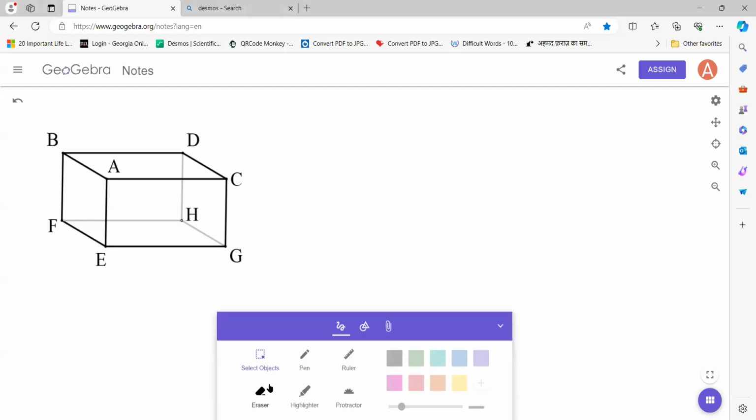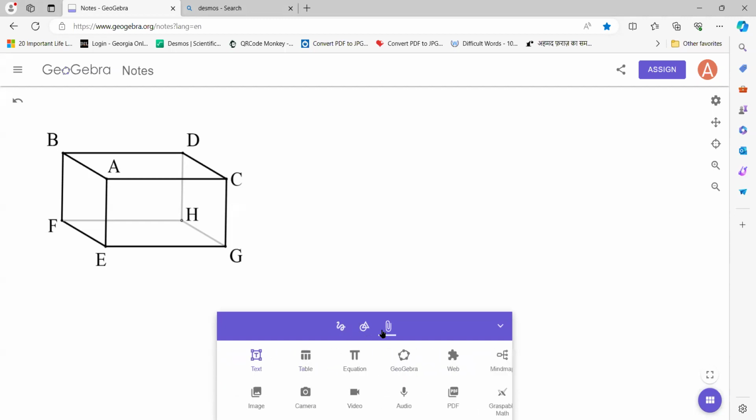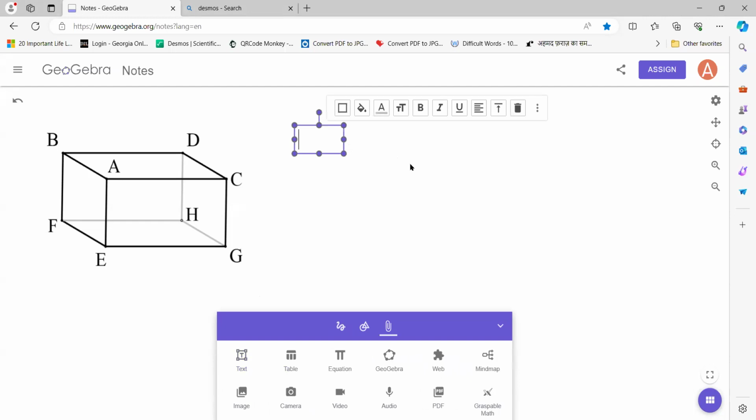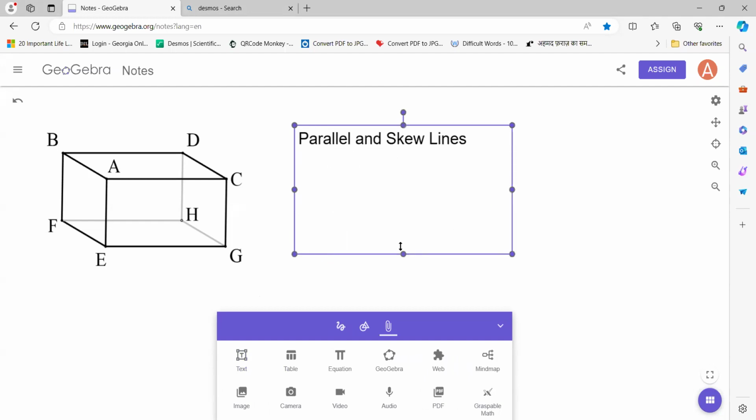So in this video, we're going to talk about skew lines and parallel lines. I'm going to write parallel first. It's a challenging concept, but it's something you will be teaching.